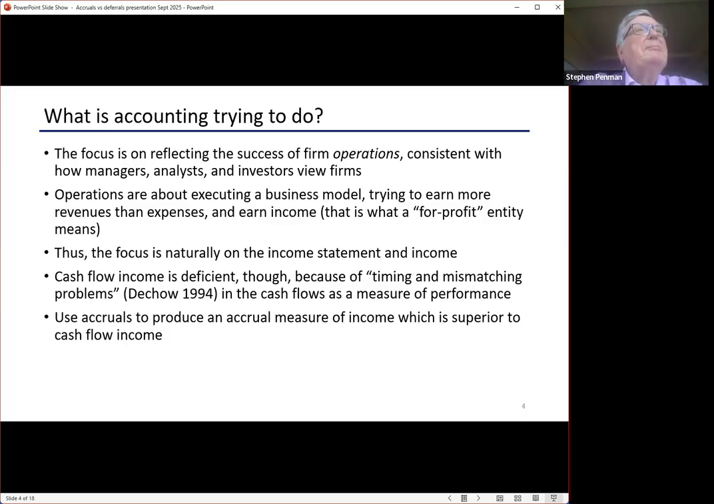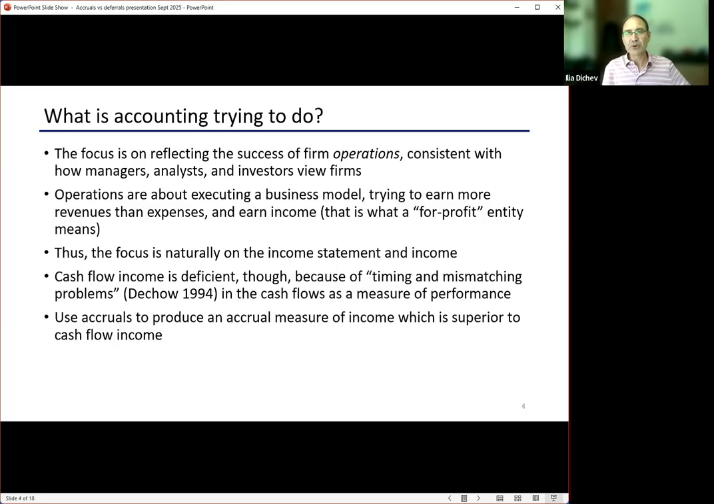okay, good. So broadly speaking, where I think this is going and what my motivation is, is that accounting is interested really in reflecting the success of firm operations. So this is the important word here, right? So the resources, the balance sheet is really like a support for the resources, for the operations. But the important thing is the operations, that's how managers, analysts, investors view the firms, and that's how they value them. So what are operations? Again, broadly speaking, operations are about executing some kind of business model. Let's say this is a retailer, you're selling some goods, procuring them, paying them, laying them out, selling them. And the idea is that whatever costs you're incurring to execute this business model, you're going to earn more revenue than that, and that will produce some profit, right? So profit is the key idea here.